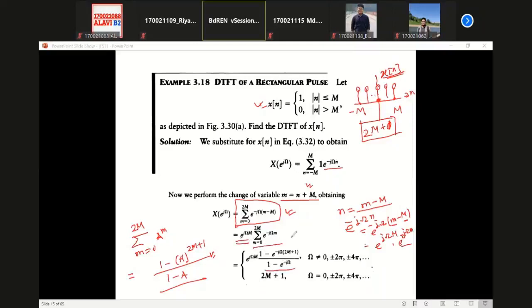Here in this case, our a equals what? e to the power minus j capital omega. Yes. So we can easily evaluate the sum, and you can see that at omega equal to 0, this expression will not exist directly. You can easily express this sum in sinusoidal form. Can we do that?